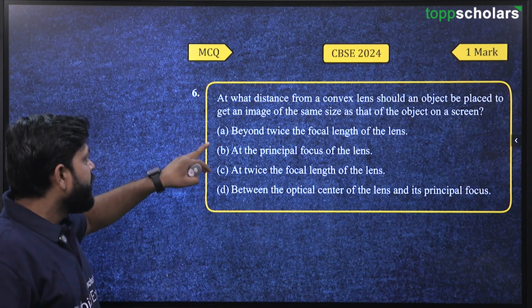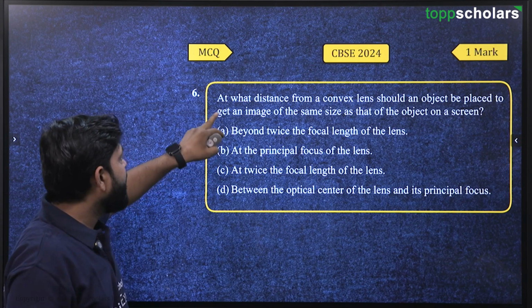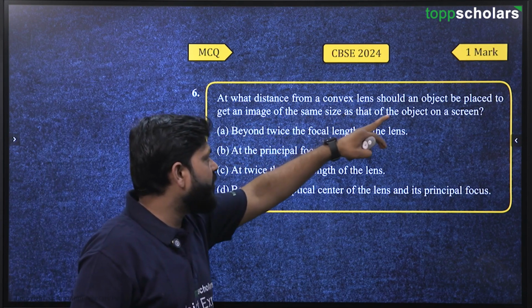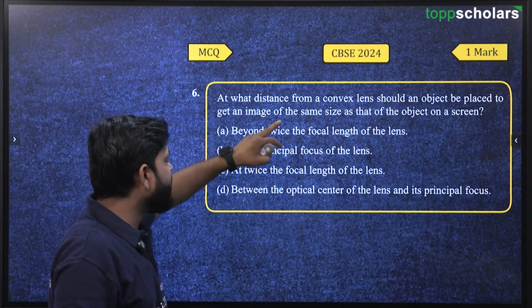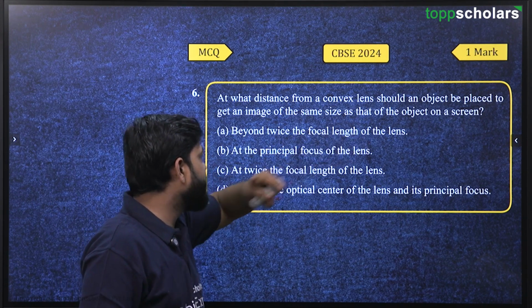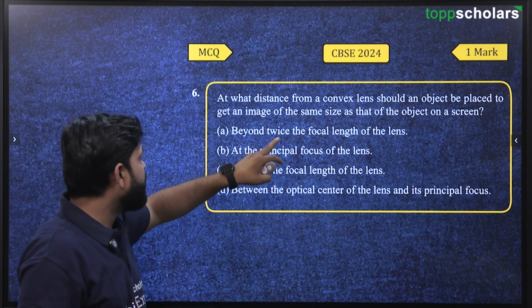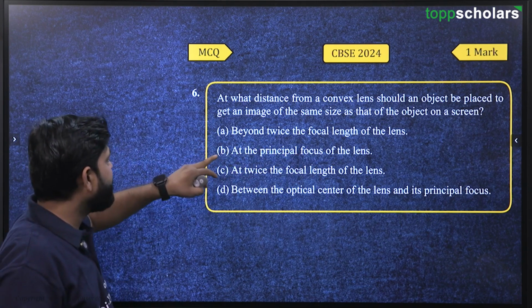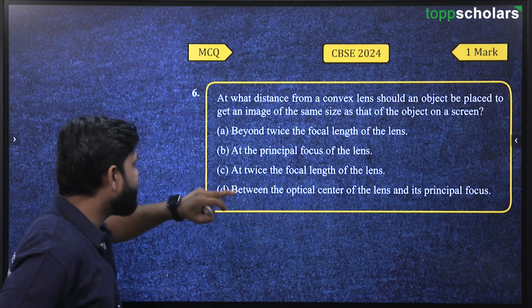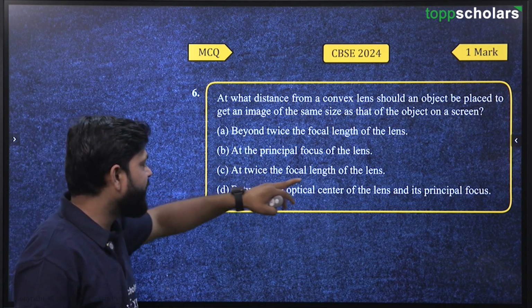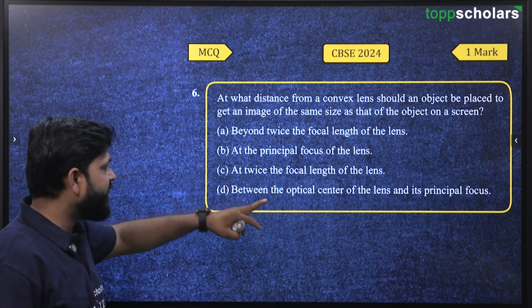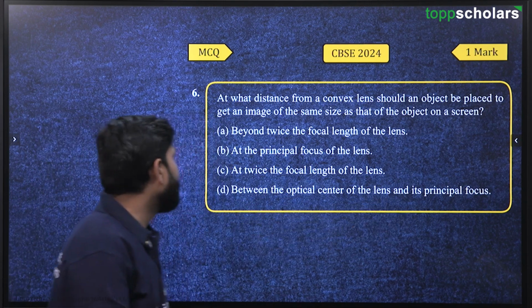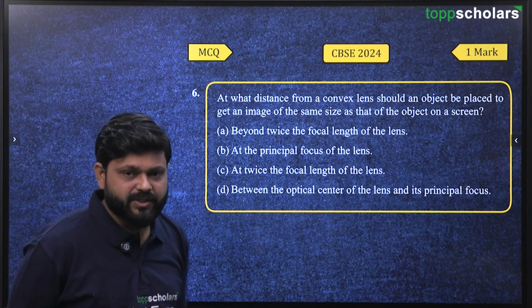So the very first question is: at what distance from a convex lens should an object be placed to get an image of the same size as that of the object on a screen? Options: beyond twice the focal length of the lens; at the principal focus of the lens; at twice the focal length of the lens; between the optical center of the lens and principal focus. What will be the right option for this question? It is a 1 mark question.